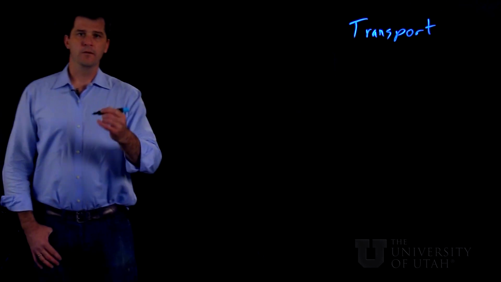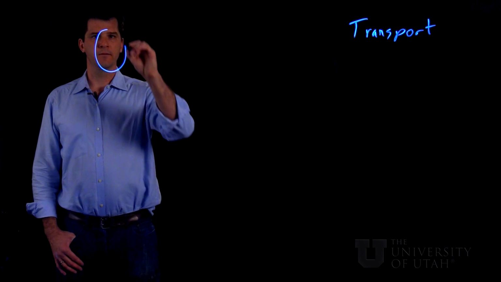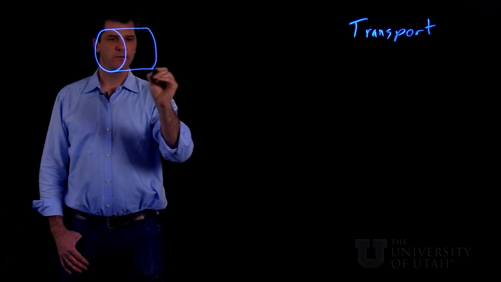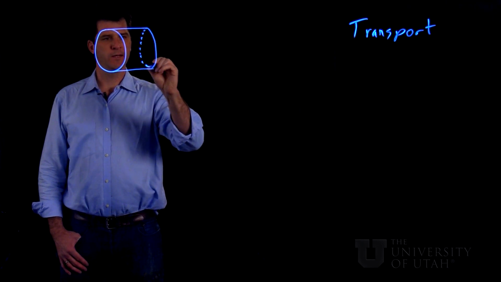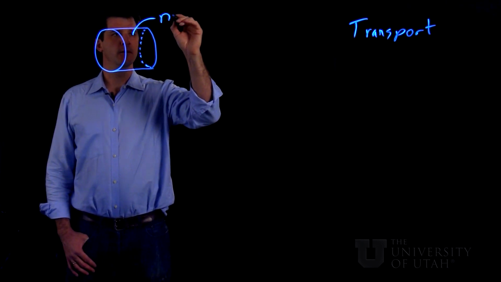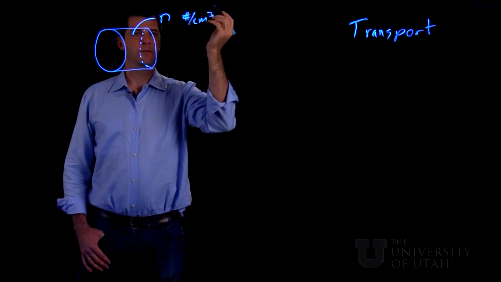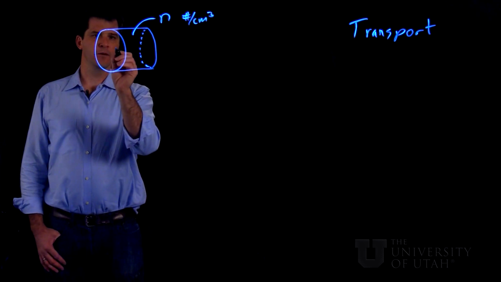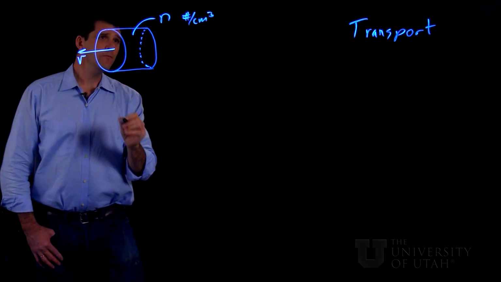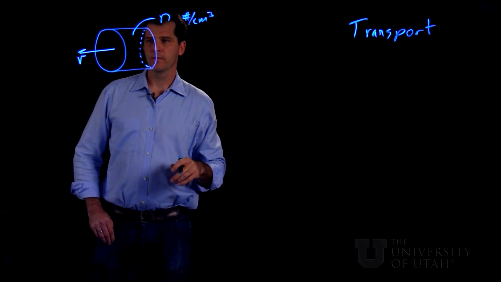So the first idea we have to have is the relationship between velocity and current. So let's imagine we have a little slug here, a little volume that has n electrons per cubic centimeter. And they're all moving with some average velocity. So the question is, how much current is being carried here?